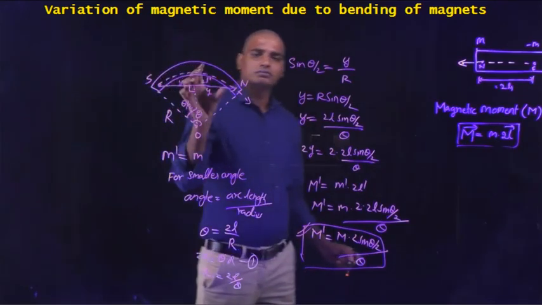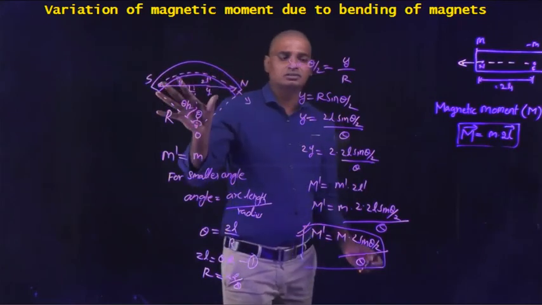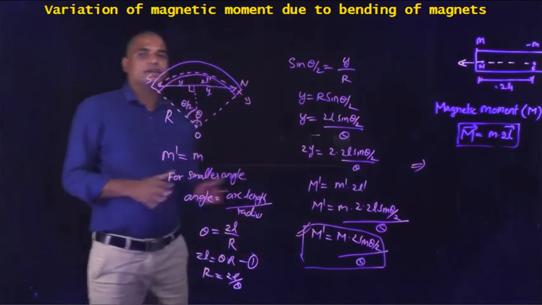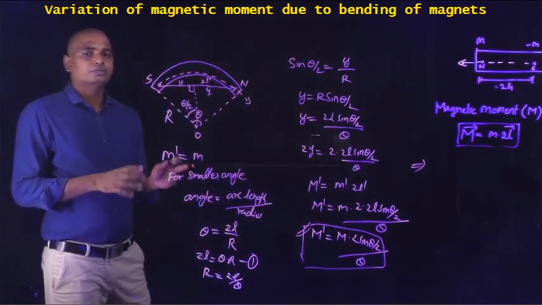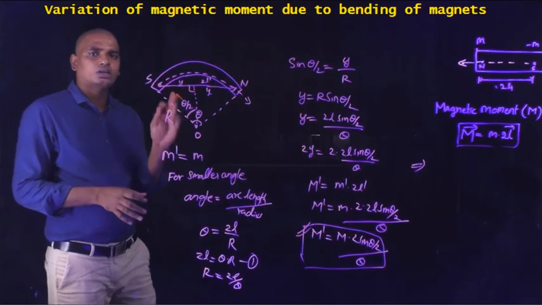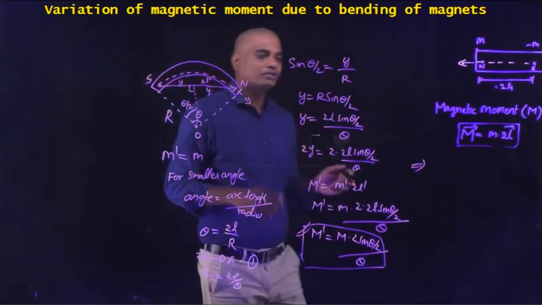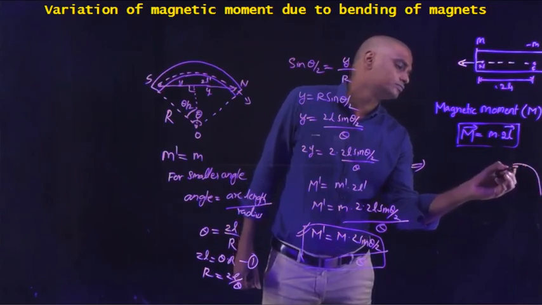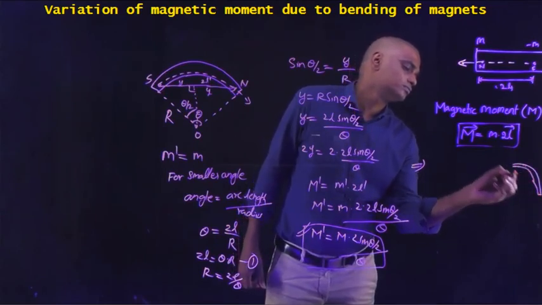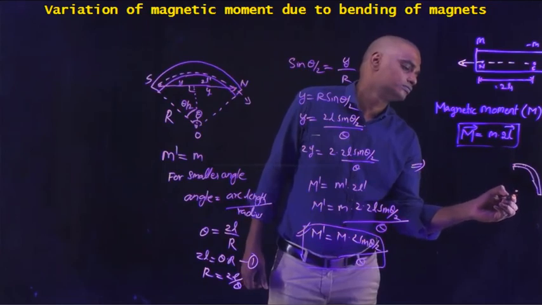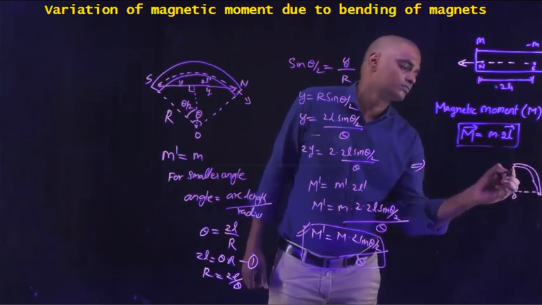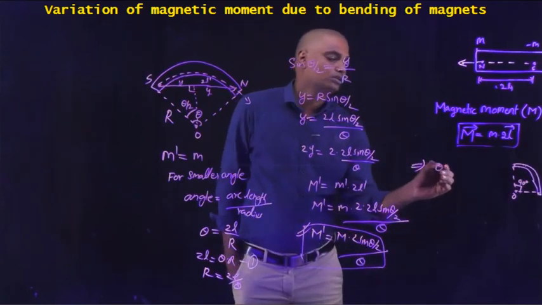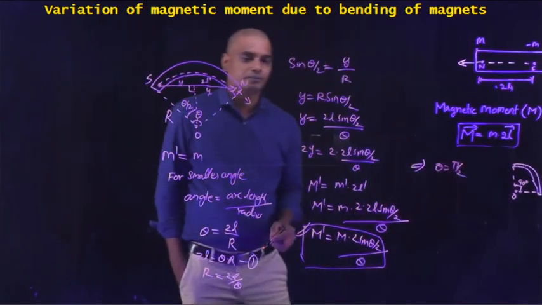Let us see some special cases in this. If the bar magnet is bent in the shape of an arc which makes 1/4 of the total circle, then the angle at the center will be 90 degrees. Therefore, theta is equal to pi by 2.